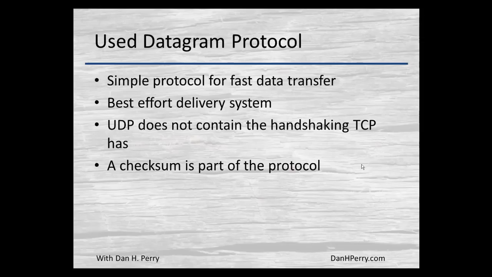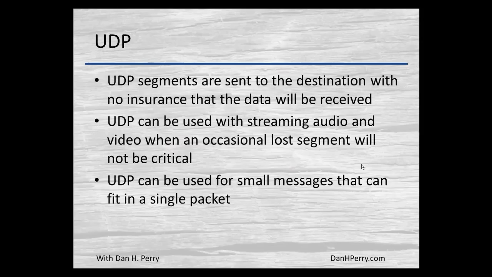UDP, or User Datagram Protocol, is a very fast, simple protocol for data transfer. Unlike TCP, it uses best effort delivery. It sends it out and hopes it gets to the other end. We don't have the handshaking that TCP has. We just, again, send out the data. It does have a checksum for some simple error checking.